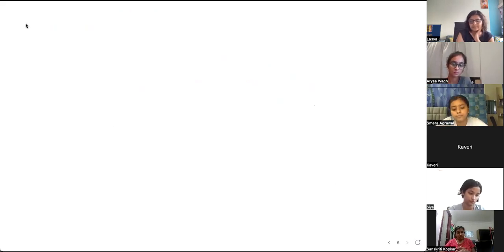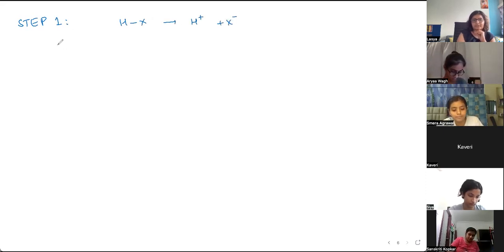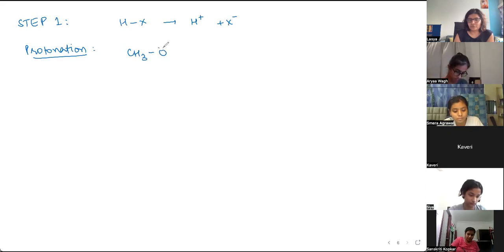Okay, so mechanism, step one is always, as always, protonation. Basically HX splits into H plus and X minus. So protonation: this particular H plus, so there are protons in the mix. So let's say CH3, O.